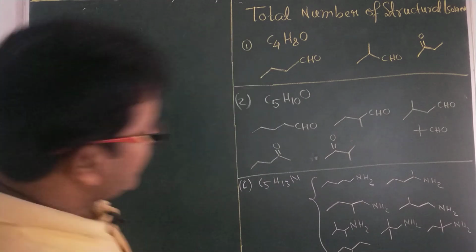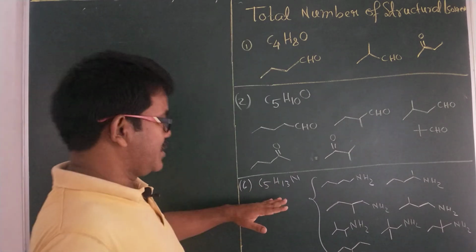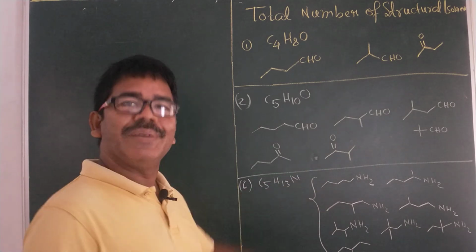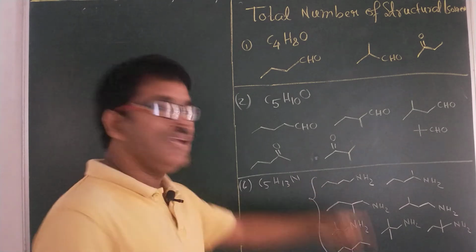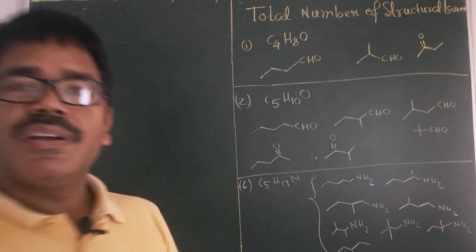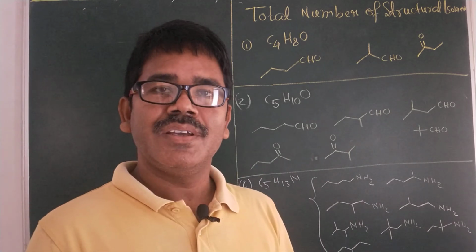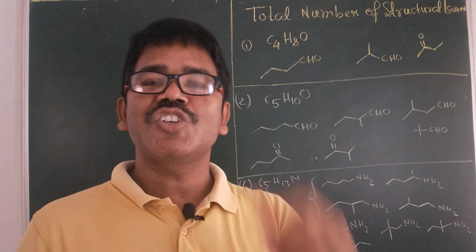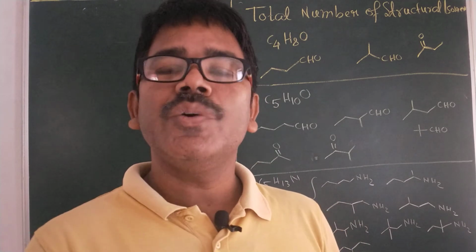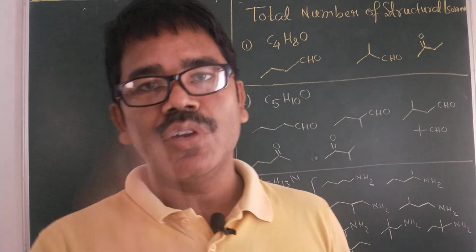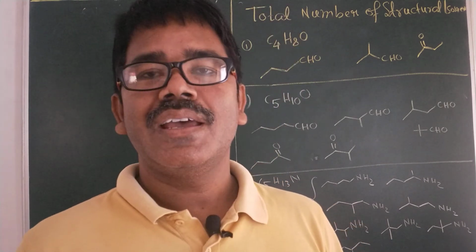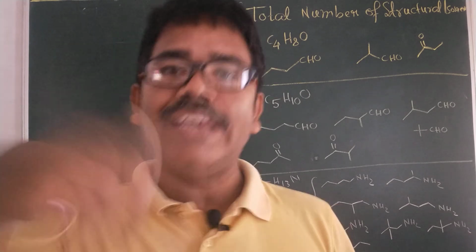If I take this example, C5H13N, here I have drawn only the primary amines. How many structures have I drawn? 8 structures. Similarly, I need to draw the structures for the secondary amines and for the tertiary amines. You can imagine how much time it will require to draw all the structures. Then I need to count.